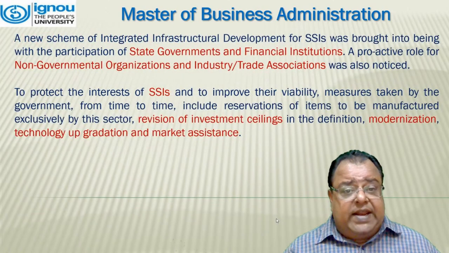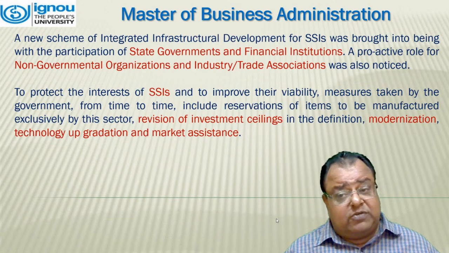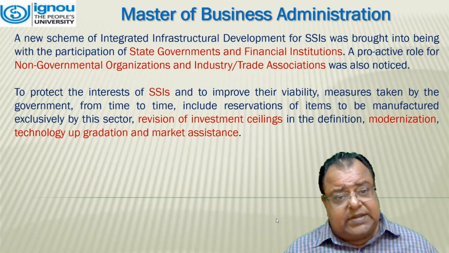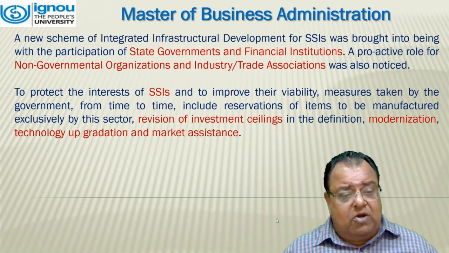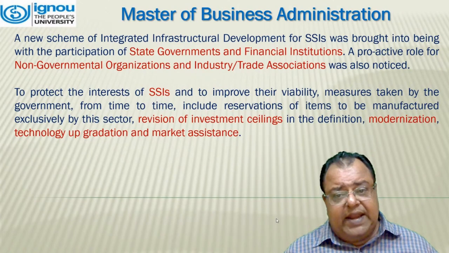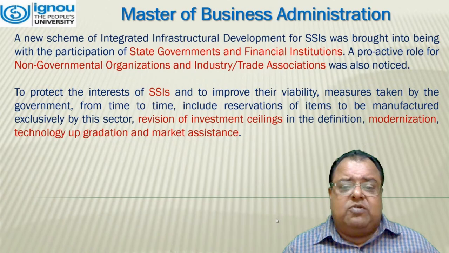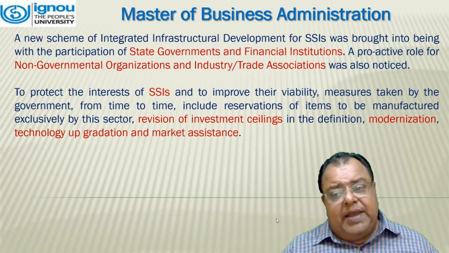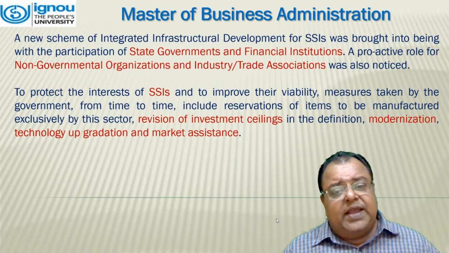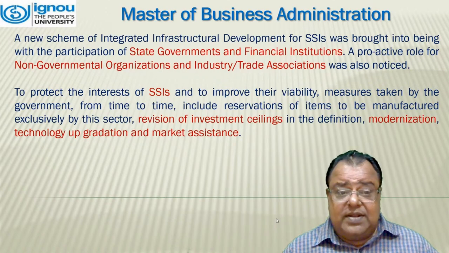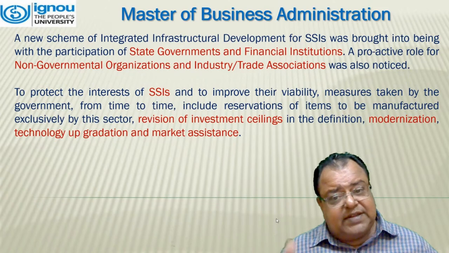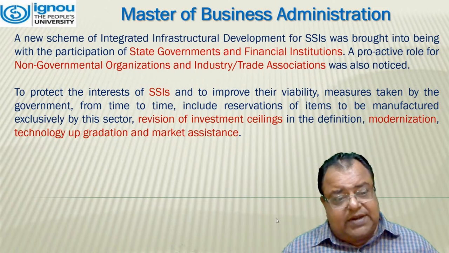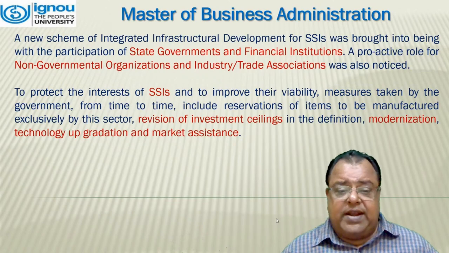A new scheme of integrated infrastructure development for SSI was brought into being with the participation of state governments and financial institutions. A proactive role for non-government organizations, what we call NGOs, and industry trade associations was also noticed. To protect the interest of SSI and promote their viability, measures taken by the government from time to time include the reservation of items to be manufactured exclusively by the particular sector and the revision of investment ceilings in that definition, modernization, technology upgradation, and marketing assistance.